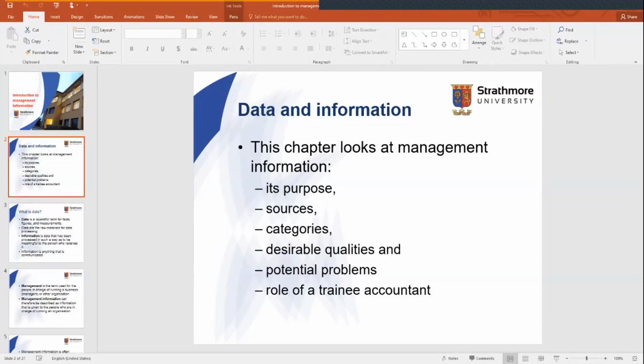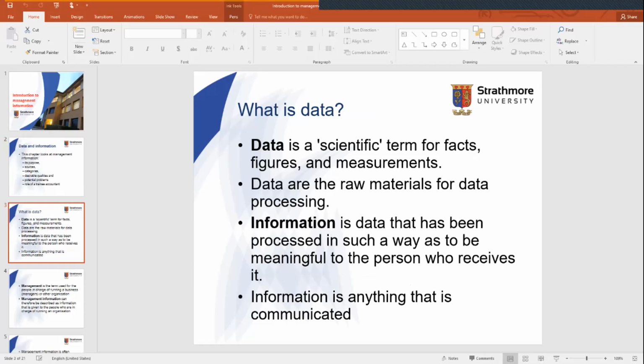What are the desired features that management information ought to have if we are to say that this is good information we can use? What are the potential problems that come with the use of management information? And at the end of the day, we discuss the role of the trainee accountant. That's what we're discussing in this topic, a very short topic for sure. So let's get straight to data and information.